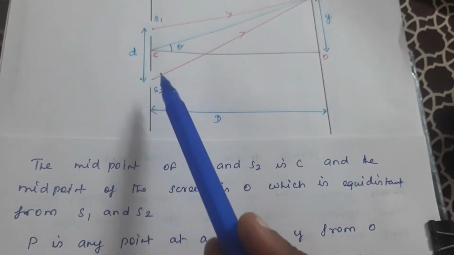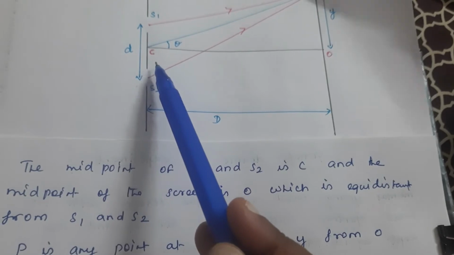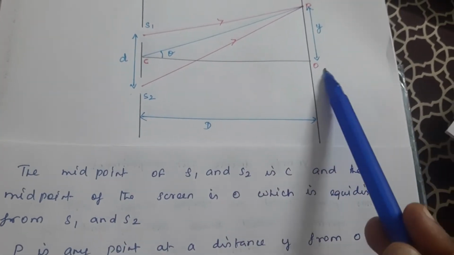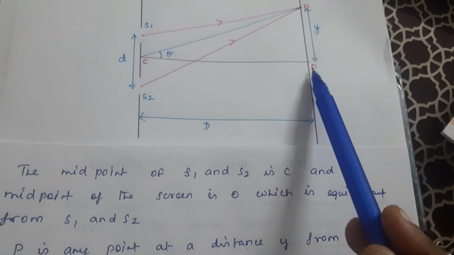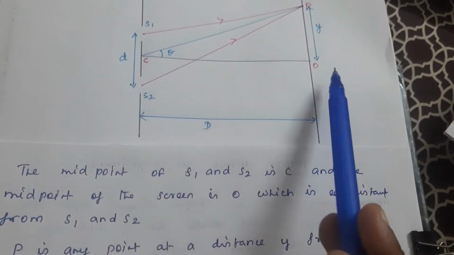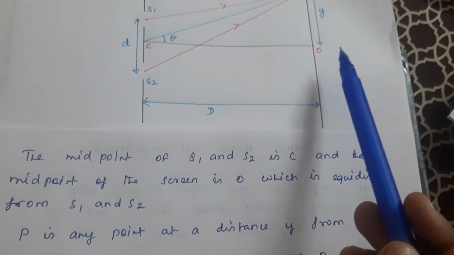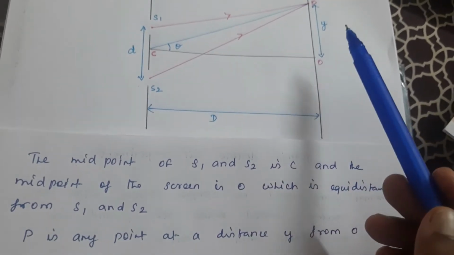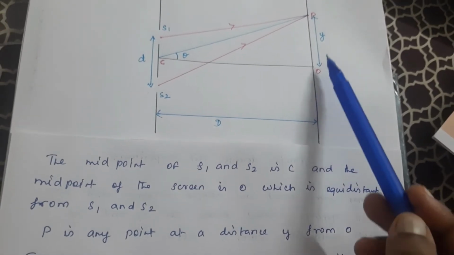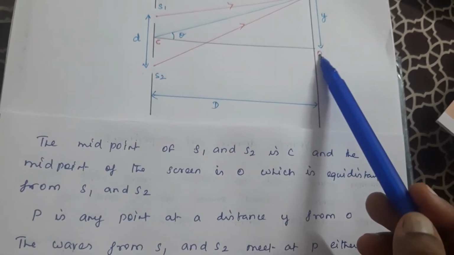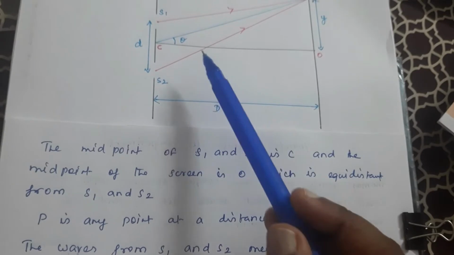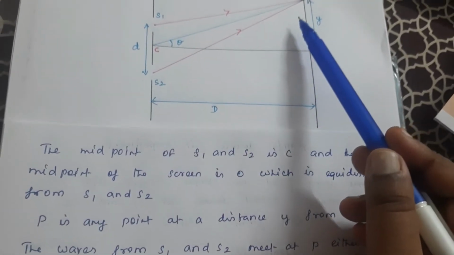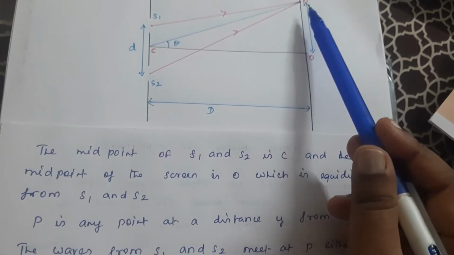The midpoint of S1 and S2 is C, and the midpoint of the screen is O. Now O is at equidistance from S1 and S2. Now let P be any point on the screen, which is at a distance y from what? O. Now the waves from S1 and S2 meet at the point P.